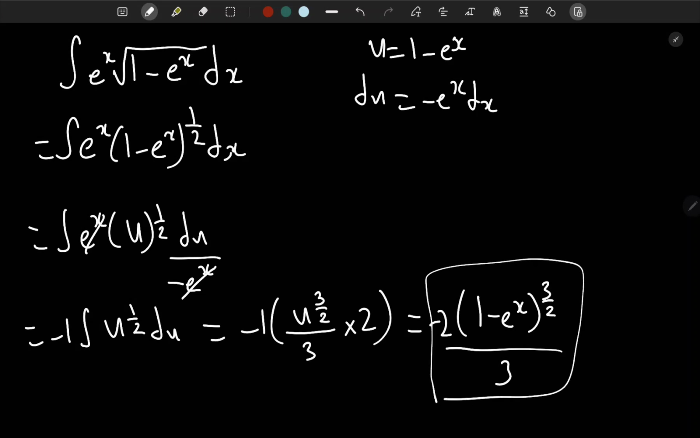The most important thing is what you take u as. Normally it's going to be the exponent of e, or if you see an example like this, you can see that it was pretty obvious that you have to take the inner part of the brackets.